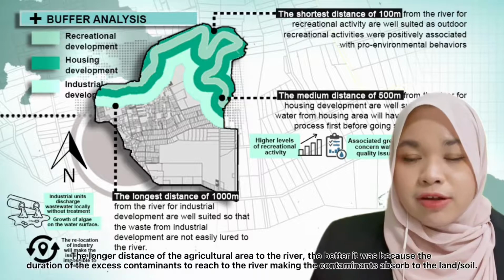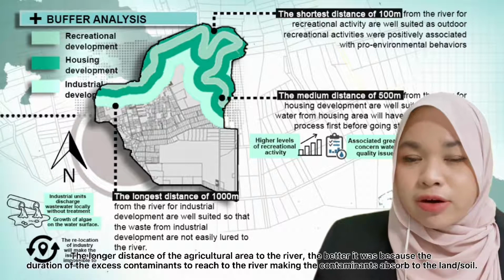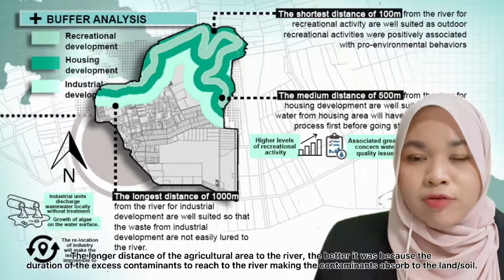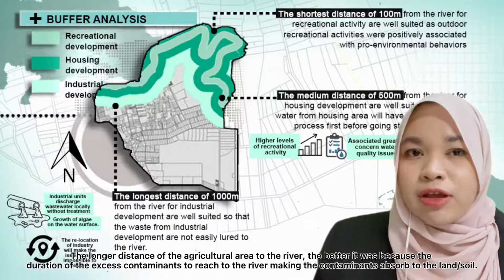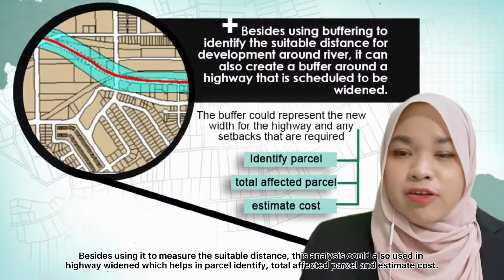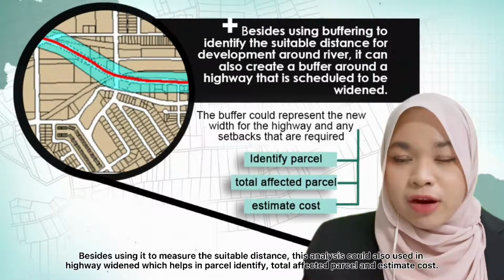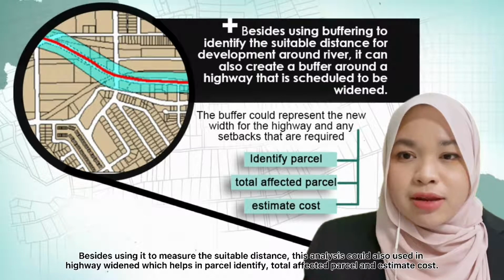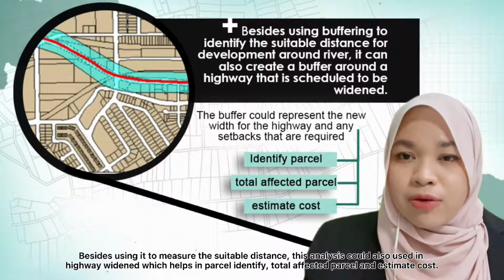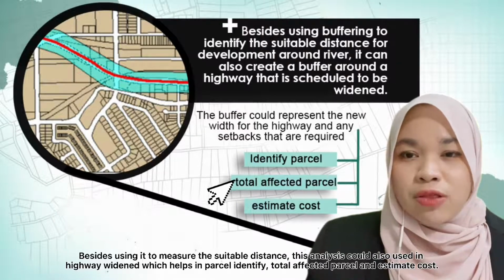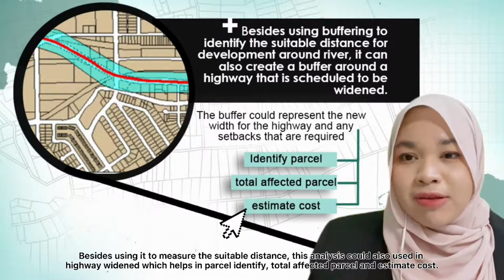The longer the distance of the agricultural area from the river, the better, because the excess contaminants will be absorbed into the soil rather than flow straight to the river. Besides using it to identify a suitable distance from the river, we can also use this analysis for widening a highway, which consists of parcel identification, total affected parcels, and cost estimating.